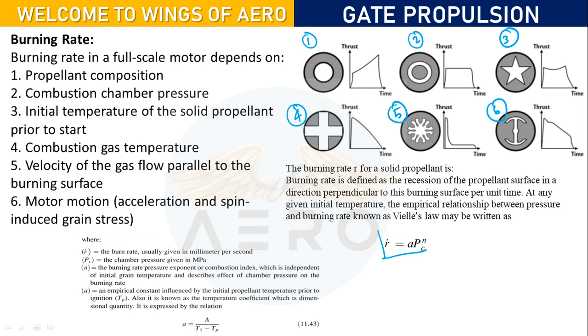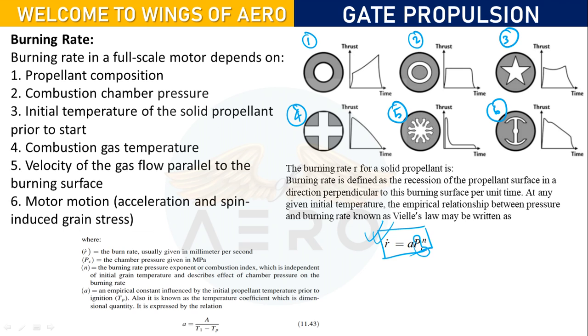So let's come to the point: what we need here is how to find out the burn rate. This is the formula to find the burn rate. It is R dot equals a times Pc to the power n. Pc is the combustion chamber pressure, right? And n represents the burning rate index, or you can say combustion index. a is the Vieille's law constant. Are you noting down? This is a very important formula.